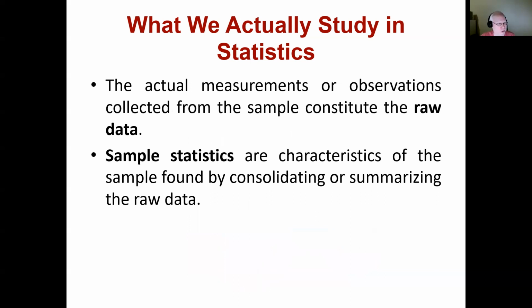The actual measurements or observations collected from the sample constitute the raw data. So say we've decided rather than talking to 25 million people, we're going to talk to 1,000 people. And we ask them their opinion on a series of questions. And so for each of those questions, we have 1,000 different answers. All of those measurements and all of those observations constitute the raw data.